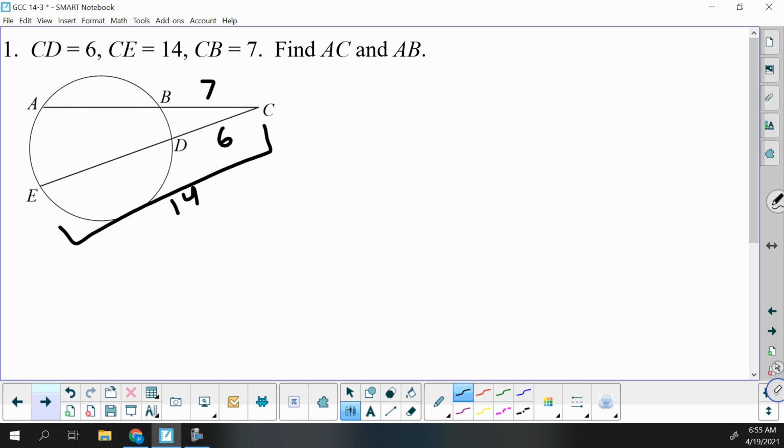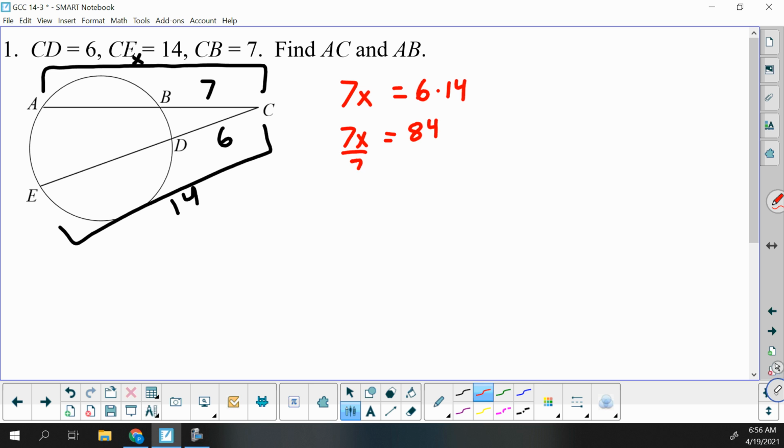Well, our formula is set up as outside times whole equals outside times whole. So let's call our X as the whole for right now, and then we'll figure out what the things we need are after. So our outside is 7 times the whole, which is x, equals our outside 6 times our whole, which is 14. Well, that's going to give us 7x is equal to 84 when we multiply that out. And if we divide by 7, we just get x equals 12.